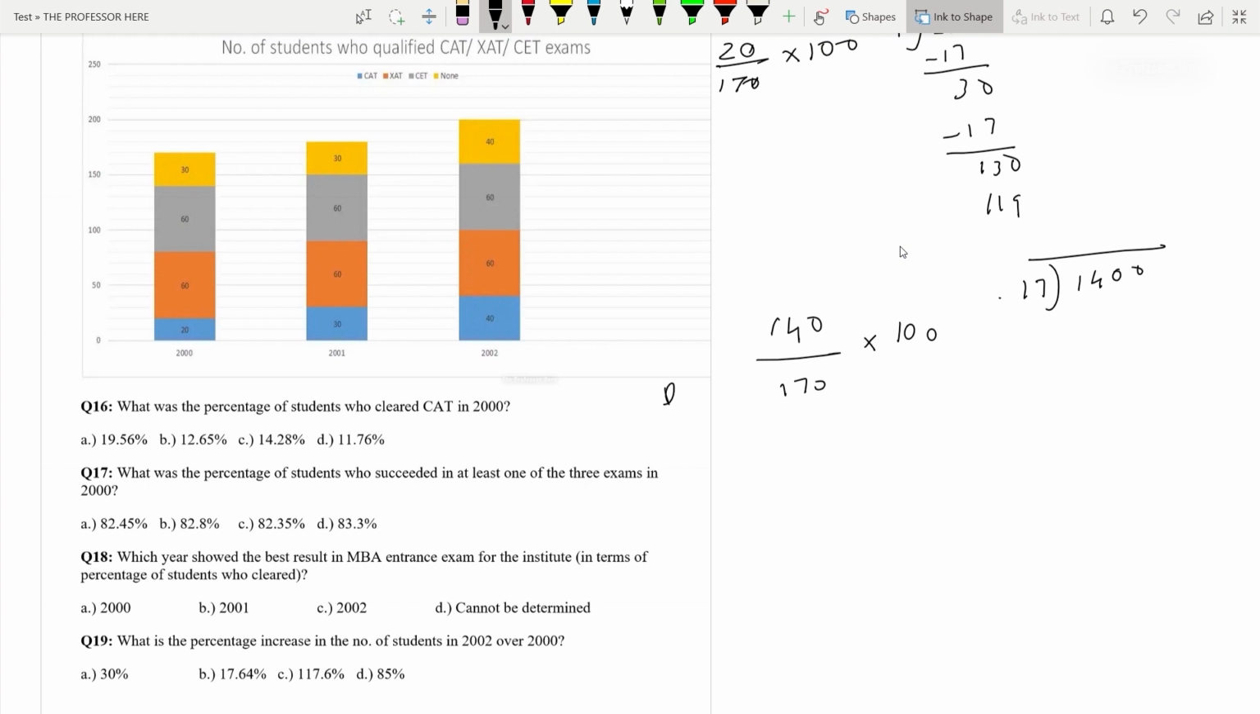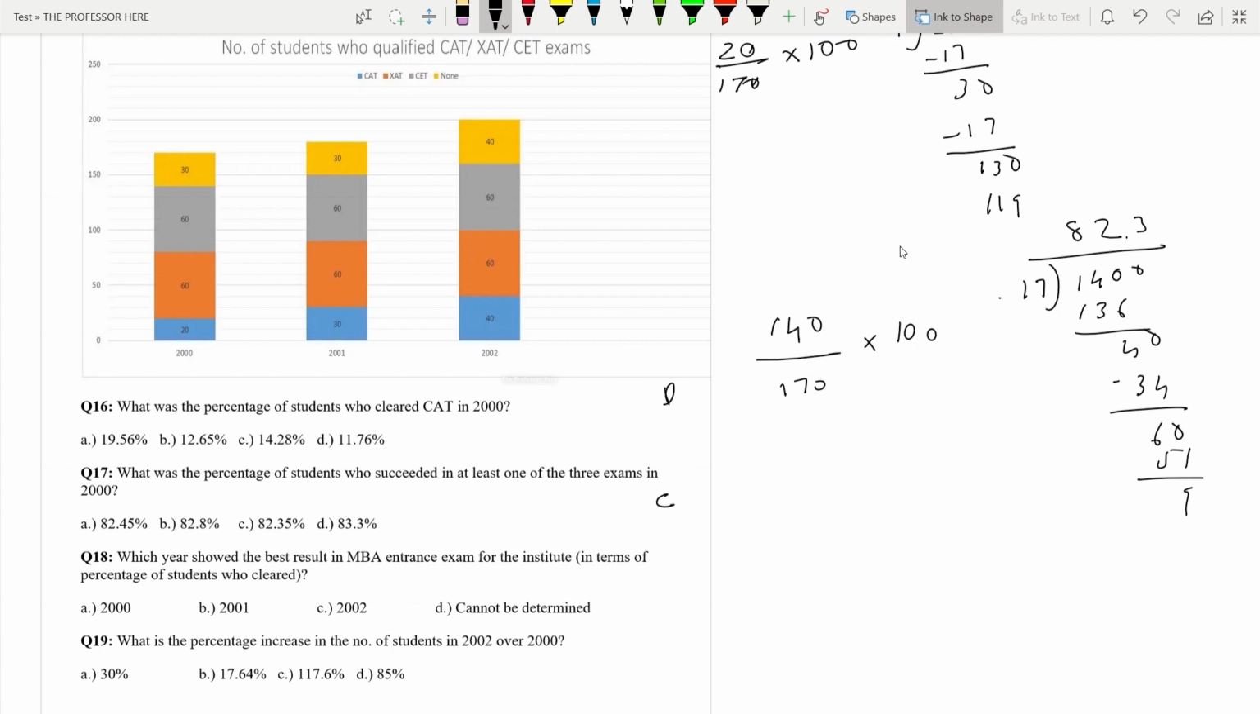17 into 8 is 136. So 4. 17 into 8 is 146. So 402. 82. Alright. 34. Get 6. 0. 82. 17 into 3 is 51. 9. So 82.3. So the option is C, 82.35.